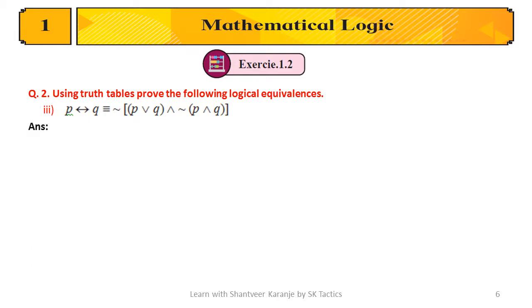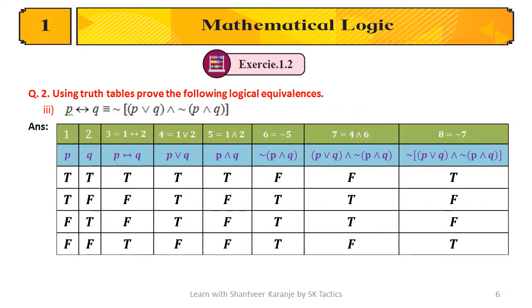So let's see how it gives us the answer. This is the answer, where with two components P and Q with 4 possible outcomes, the complete truth table is defined, where the left hand side, P implies Q, is in column number 3 and the right hand side is in column number 8. You observe this whole table, and wherever you find difficulties you can ask in the comments, definitely I will answer you.